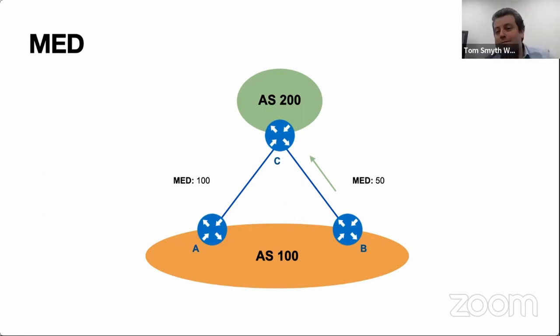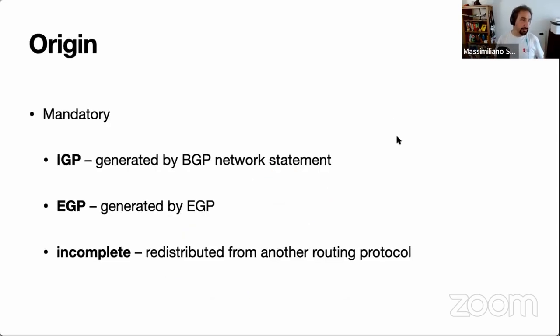Back to you, Max. Yes. And then we have the origin, which is a mandatory attribute, differently from MED and local pref, which, if they're not present in an update, you consider the default values. Here, origin has three values: IGP, EGP, and incomplete. And actually, most of the time, you would see incomplete everywhere on the internet.